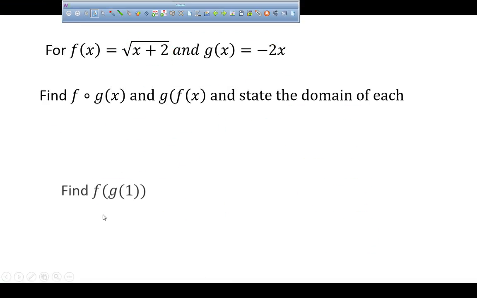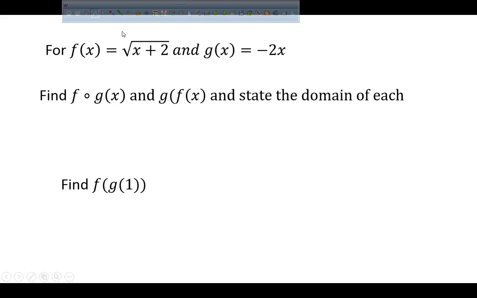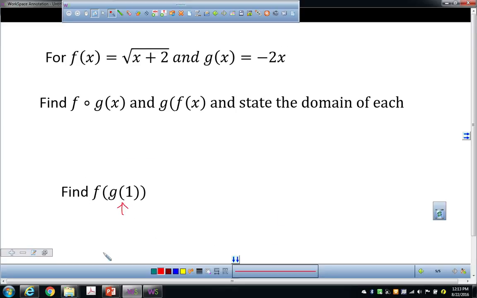Is that it? F of g of 1. Oh, we have some cool ones. F of g of 1. Whoops. Going backwards. Okay? Who can tell me what is f of g of 1? What's f of g of 1? Is it 0? Negative 2. It's 0. Who said 0? Very good. Sabrina. You don't get it?